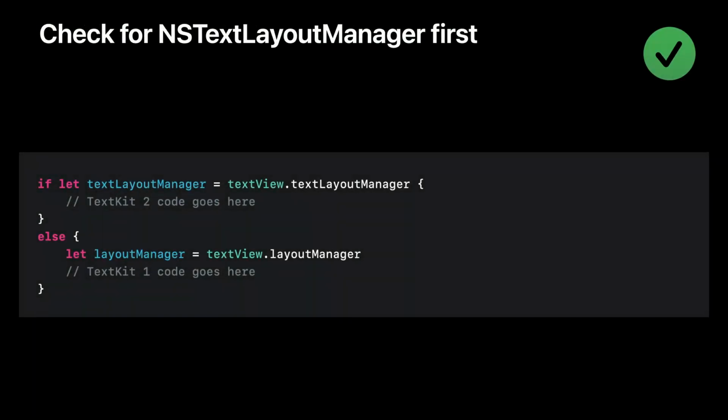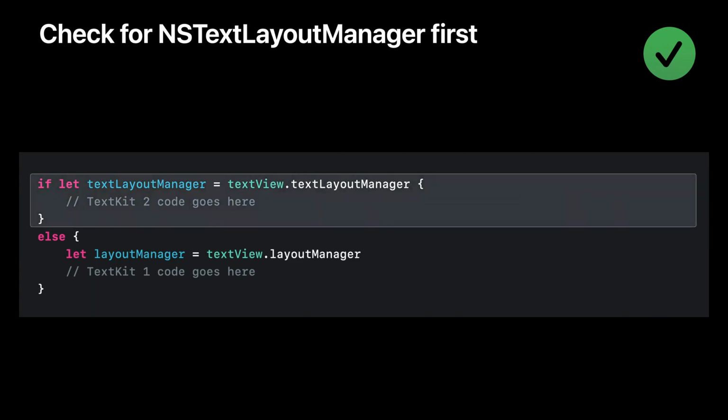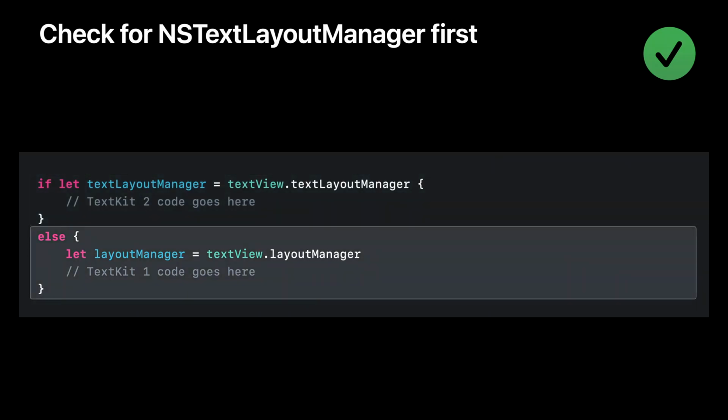If you're deploying your app to older OS versions that don't have TextKit 2, you might not be able to entirely remove your layout manager code. In that case, you should first check for the text view's NSTextLayoutManager. Put your TextKit 2 code in the if clause, and put the TextKit 1 code in the else clause, including the layout manager access. This way, the TextKit 1 code only runs when TextKit 2 is not available, and your layout manager query won't cause an unintended fallback to TextKit 1.